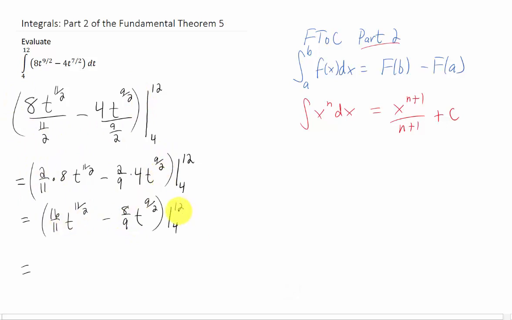The fundamental theorem of calculus now says that we're going to plug t equals 12 into this function, we're going to subtract, and then we're going to plug t equals 4 into this function. That's going to look pretty bad, but let's see what it looks like.